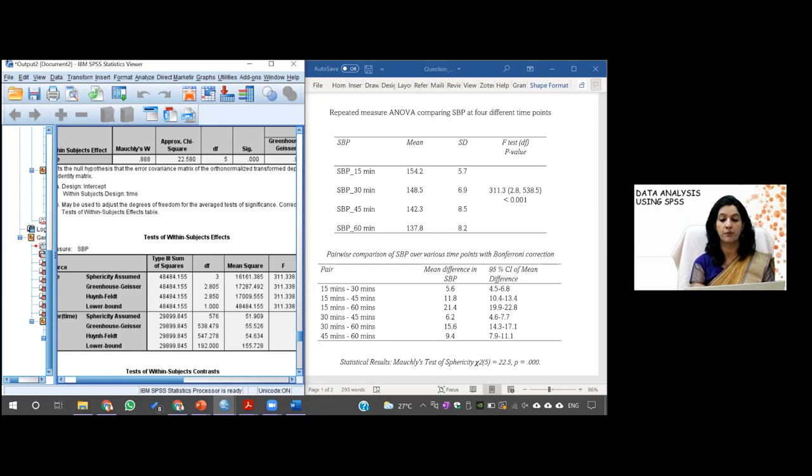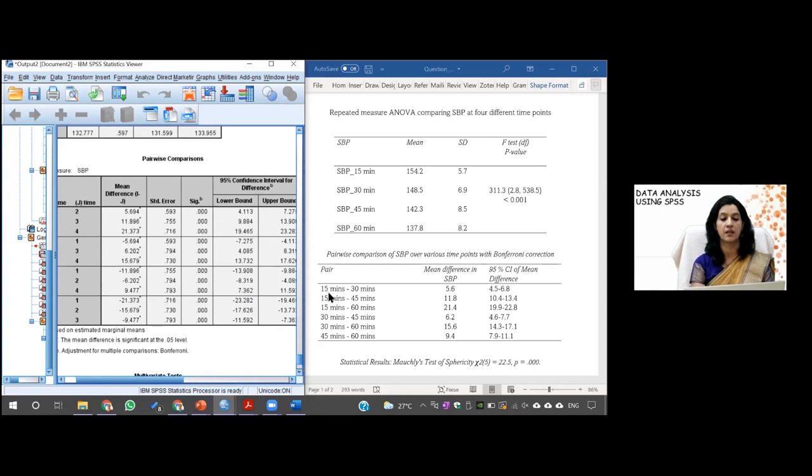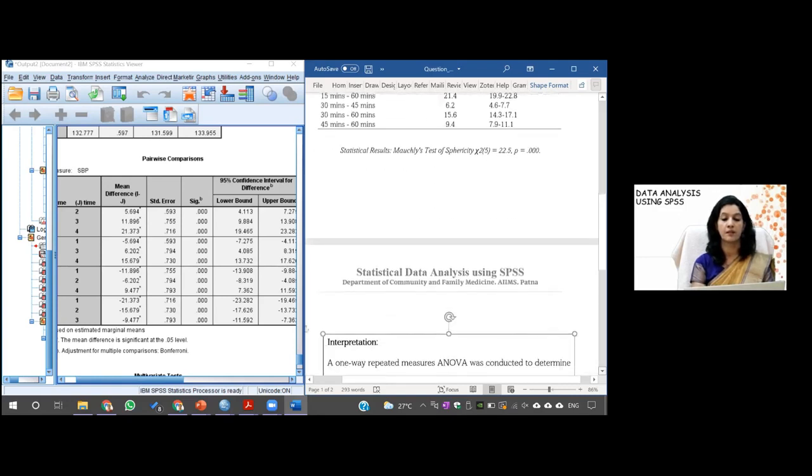So now coming to the pairwise comparison, you can see here that I have entered these results: the difference between 15 and 30, then 15 and 45, 15 and 60, then 30 and 45, 30 and 60, and 45 and 60. So there will be 6 pairs. I have written the mean difference of blood pressure and the 95% confidence interval. In the footnote, I have entered Mauchly's test of sphericity, and then there is a write-up.